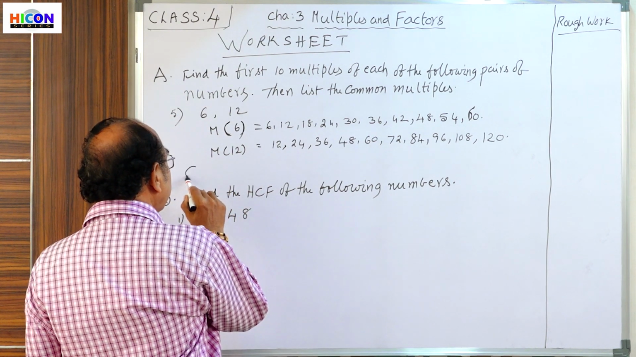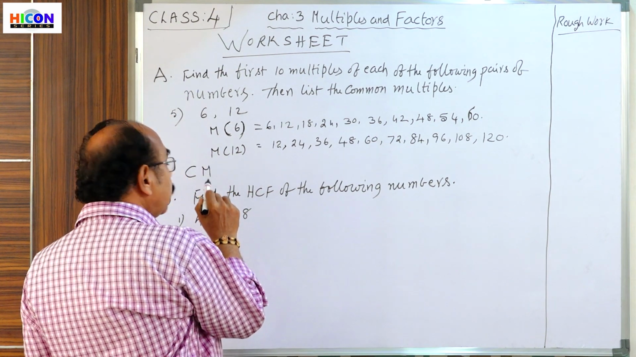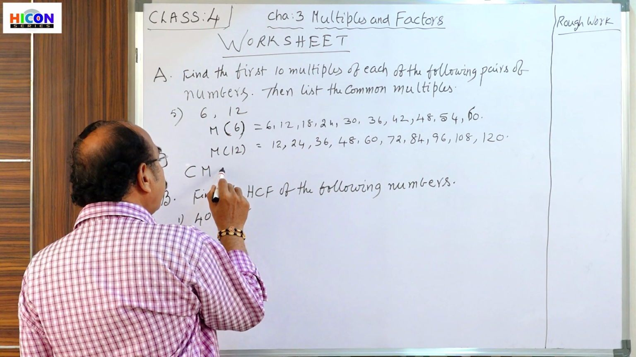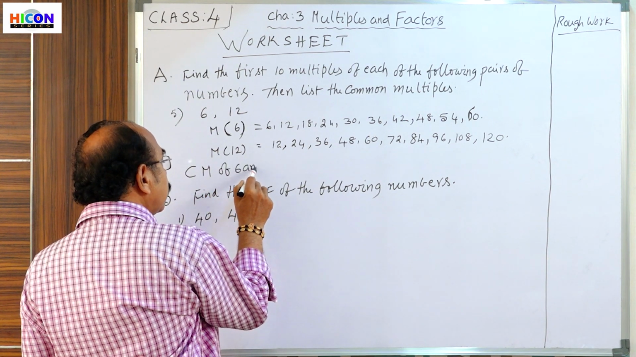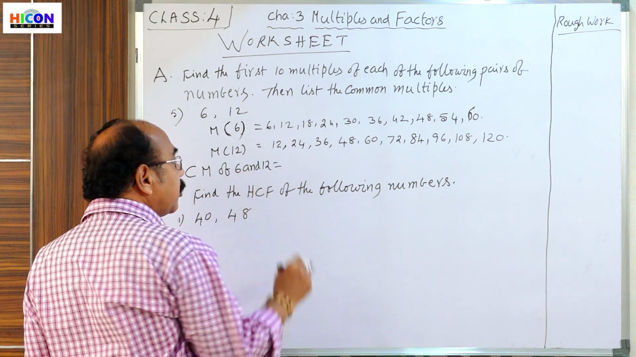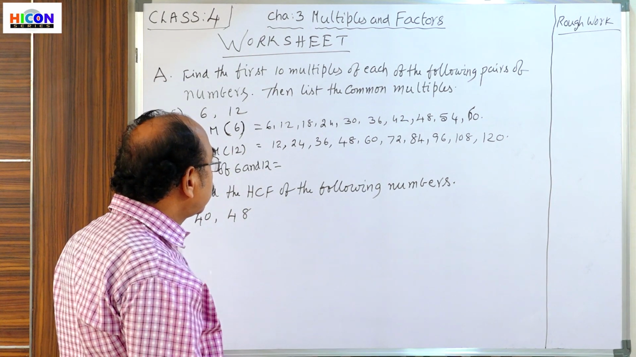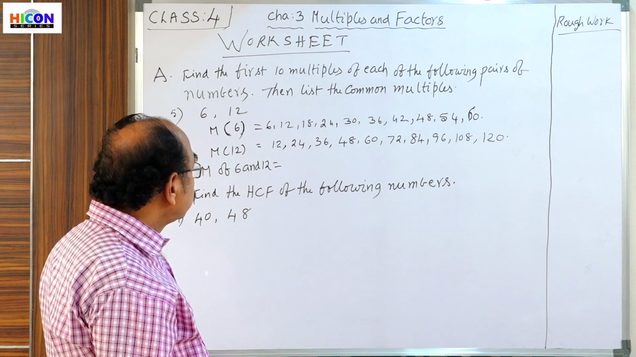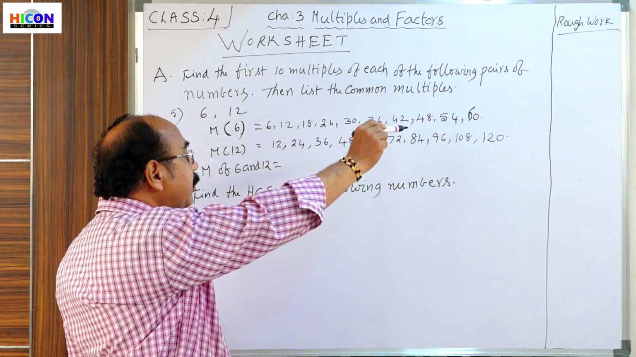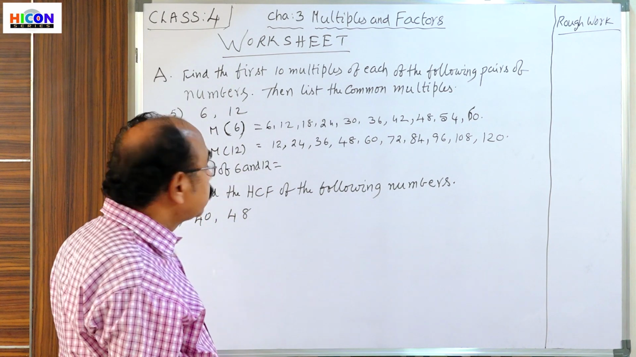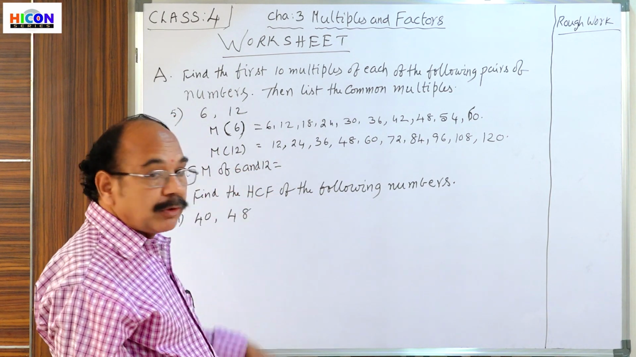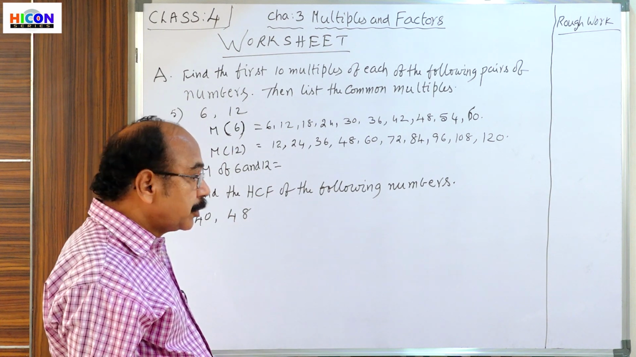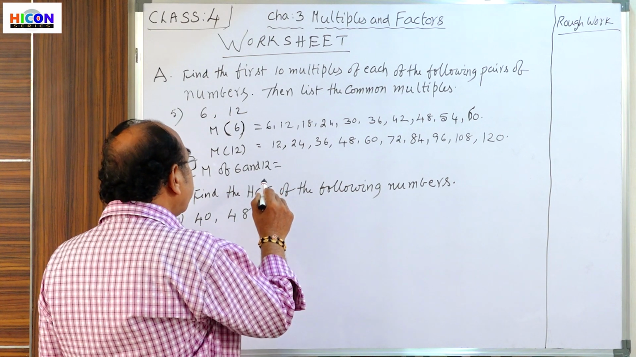CM means what? Common multiples. C for common, M for multiples. CM of 6 and 12. What are the common multiples? Common means what? The numbers which are present in the first group and the second group. First group, multiples of 6; second group, multiples of 12. So in both the groups, what are the numbers present? So what are the common multiples here?